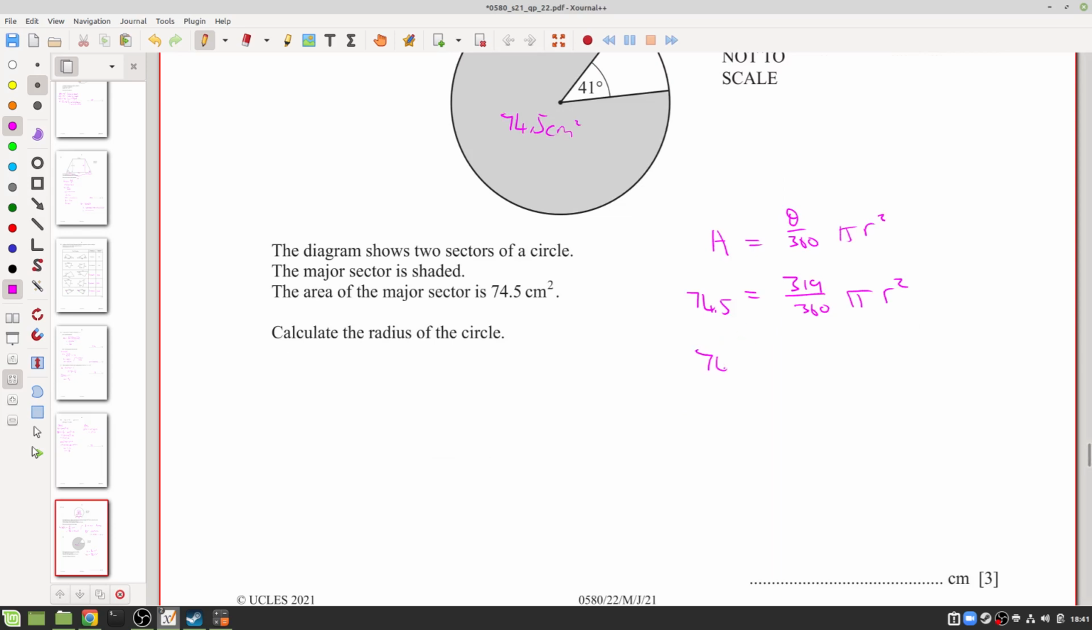So we can say 74.5 multiplied by 360, divided by 319, and also divided by pi, and that's going to be r squared. So r will just be the square root of that. That's going to be our radius.